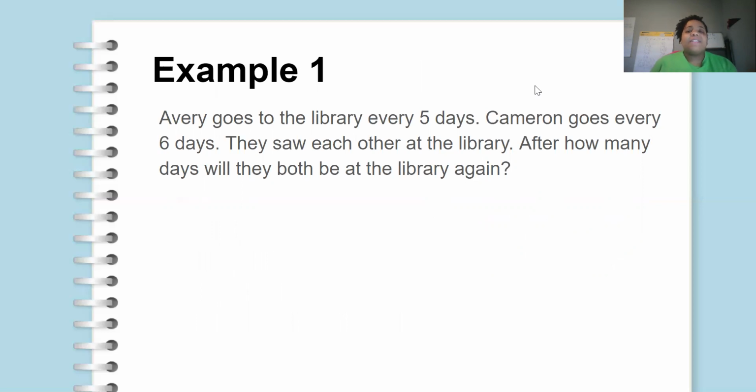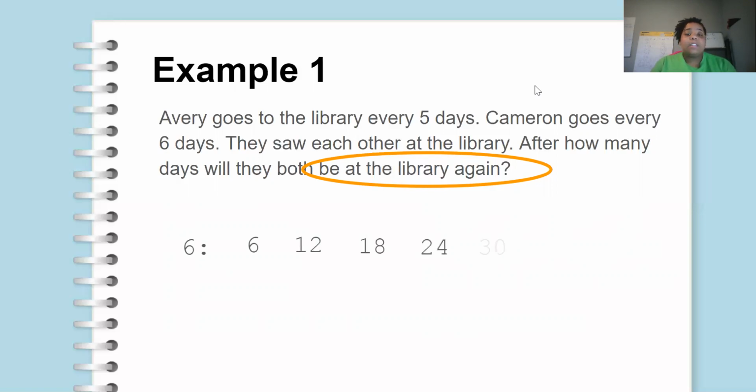Well, I noticed that 5 and 6 are smaller numbers, and it's easy for me to remember their multiplication facts, so I'm just going to list the multiples. And I also noticed that "be at the library again" lets me know I need to use the LCM because it's asking when it will happen again. So let's start with the multiples of 6. I have 6, 12, 18, 24, 30, and 42.